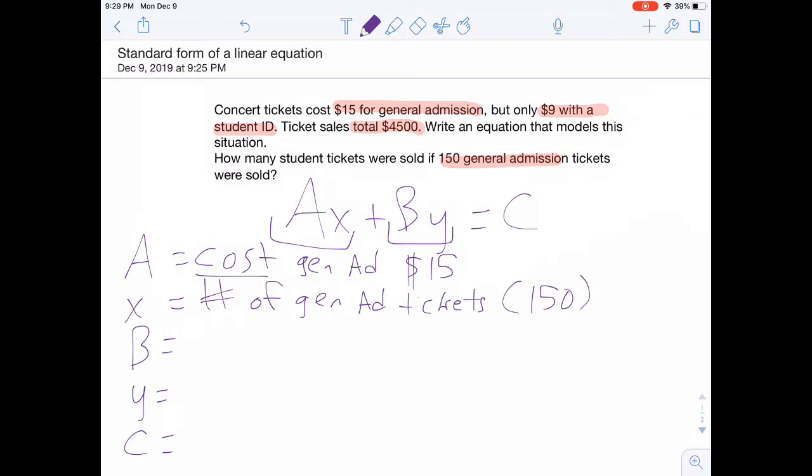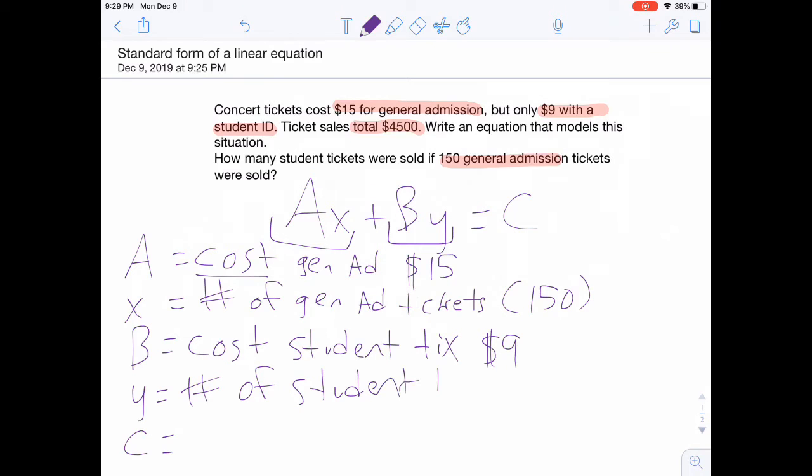Since a is a cost, b has to be some sort of cost. In this case, it's the cost of a student ticket, which we see here is $9. And y is going to be the number of student tickets, which we don't know, that's our unknown. And the total here was c, which in this case is $4,500.